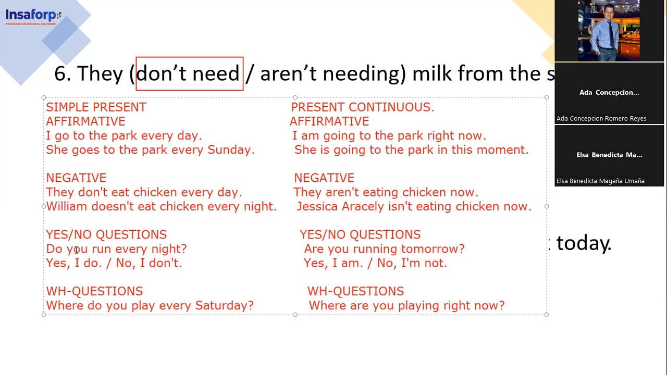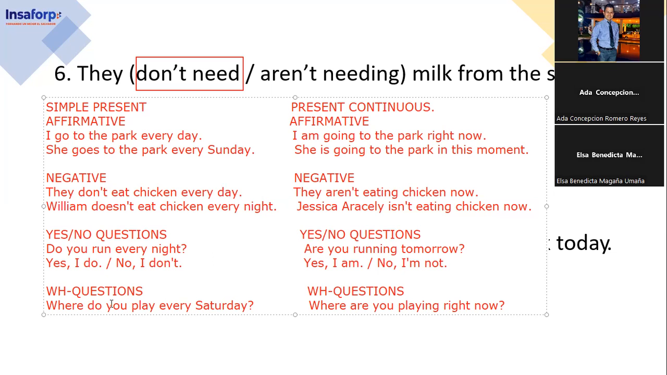And in yes/no questions, to begin the question, we use the auxiliary do or does, the subject and the verb. And in the present continuous, we use the verb to be again. The only thing is that you change the position. Cambiamos la posición. Okay?